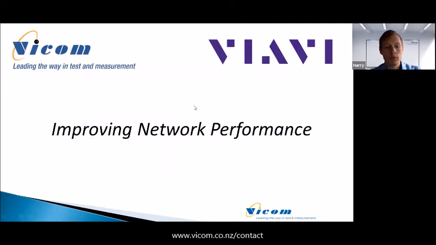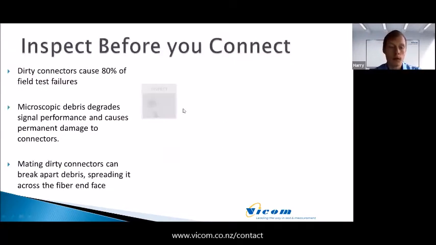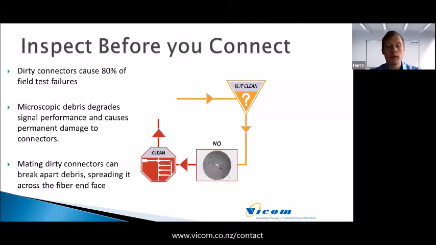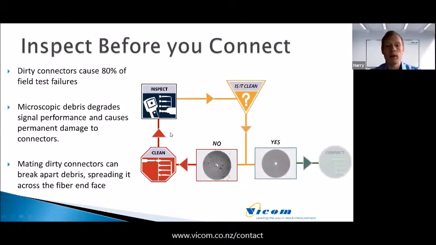Okay, so we've talked about the nuts and bolts of fiber itself. Let's move on to talking about improving network performance. Around about 80% of faults in the field are caused by dirty connector end faces or damage and scratches on connector end faces. And how do these occur? Well, they occur when people aren't inspecting and cleaning before you connect.